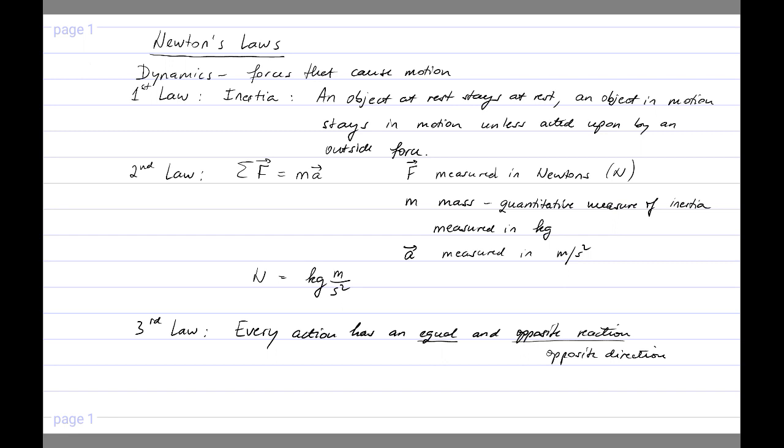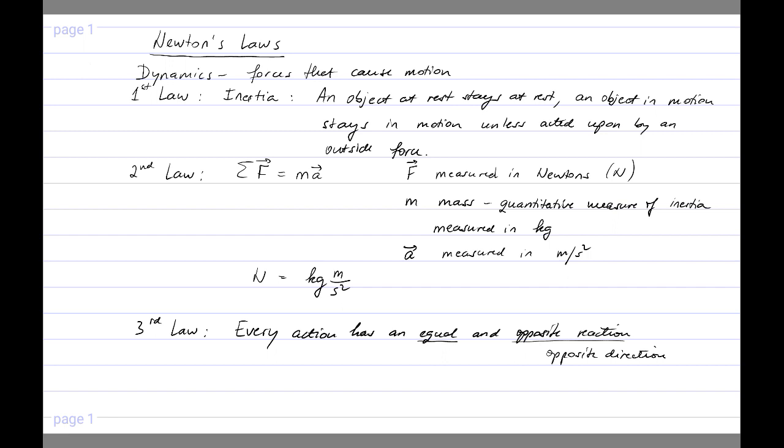So these are Newton's three laws. The law of inertia, saying that an object at rest will stay at rest, an object in motion will stay in motion unless acted upon by an outside force. The second law is the one that actually has an equation associated with it. So the sum of the forces that act on an object gives that object of mass m a certain acceleration, and that acceleration is in the direction of the net force that acts on the object. And the third law says that every action has an equal and opposite reaction.